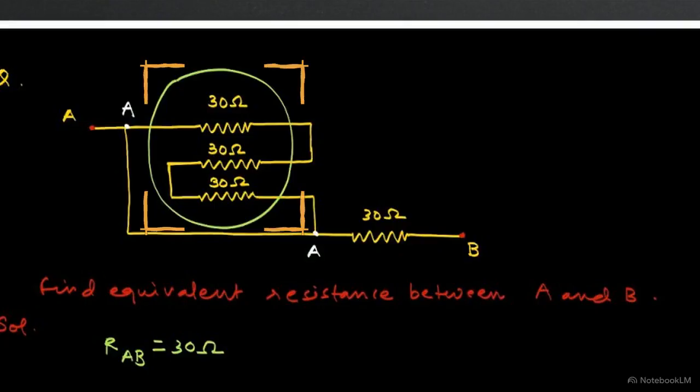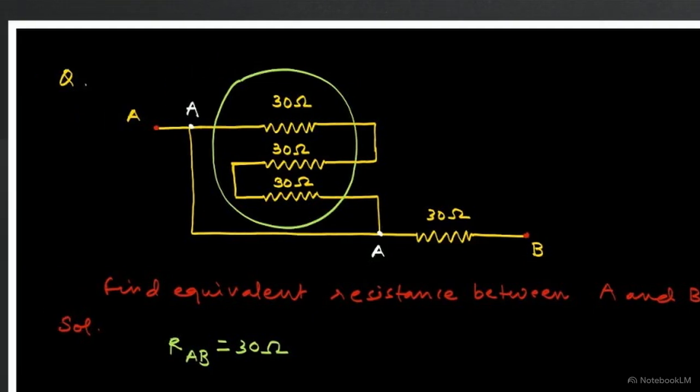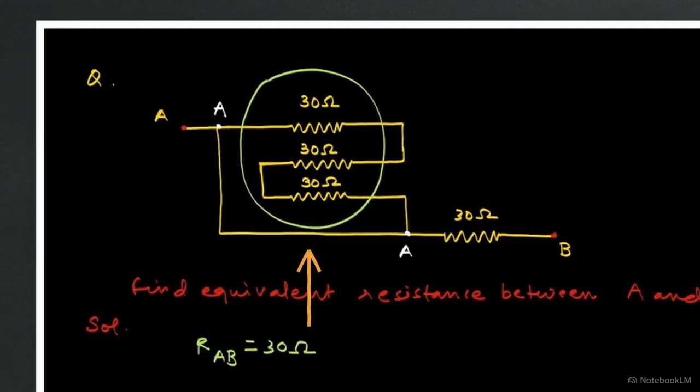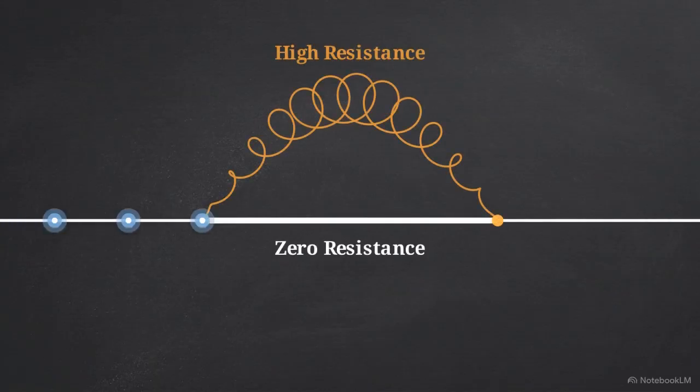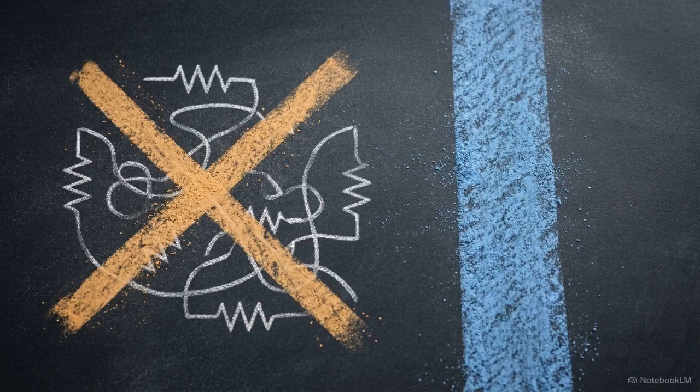This cluster of three 30-ohm resistors prompts complex parallel calculations, but that's a visual distraction. If we trace the nodes, we see a continuous wire starting at node A on the left, bypassing the resistors entirely, connecting directly to the second node A. Because current takes the path of zero resistance, that complex loop is bypassed entirely. It is functionally invisible to the electrical reality of the circuit.